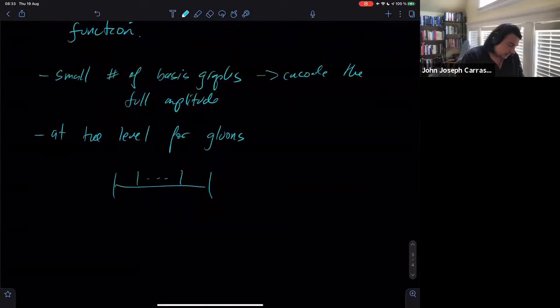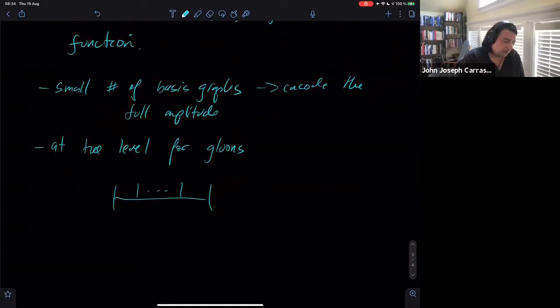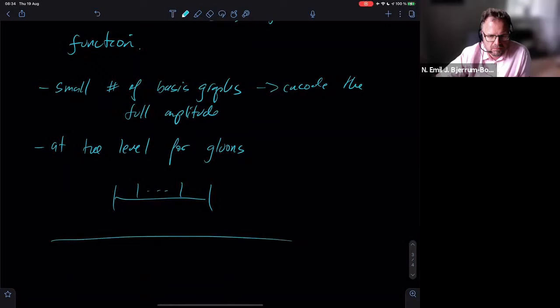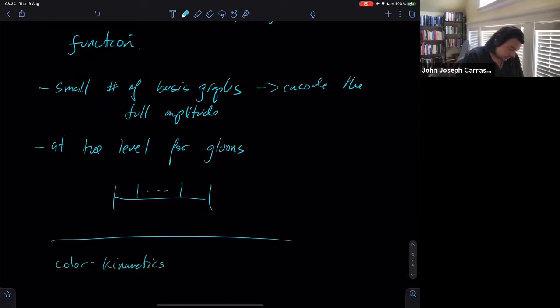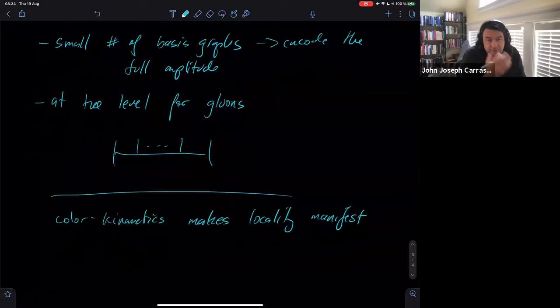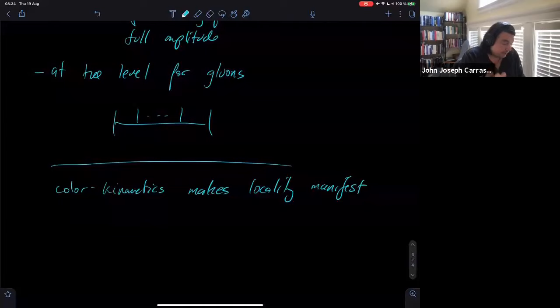And there's a few reasons why I'm going to focus on talking about double copy in this framework. I think they come down to a certain practicality. Color kinematics makes locality manifest, as it has to, it's a graph by graph game, right? And as long as you dress your graphs with local functions, then locality is going to be manifest, and it preserves gauge invariance.